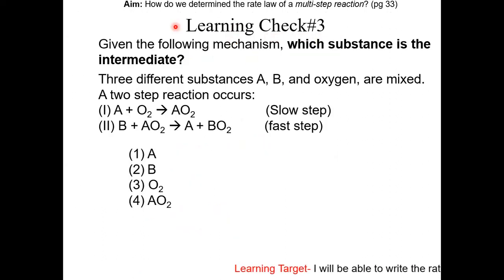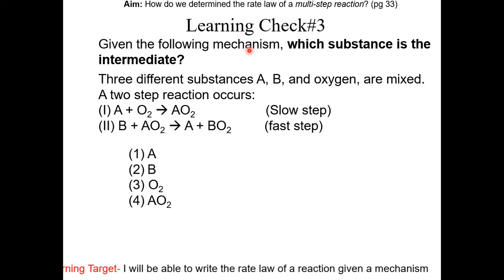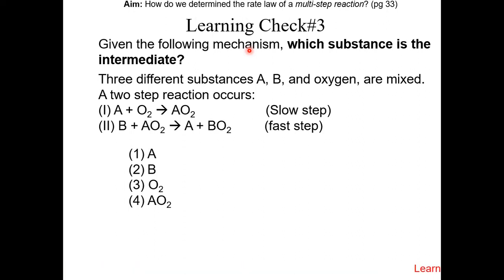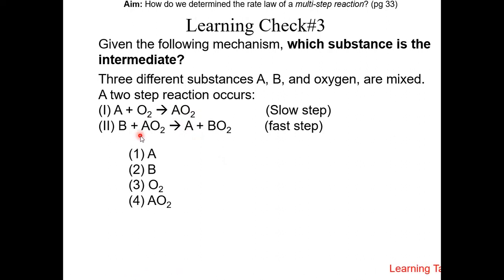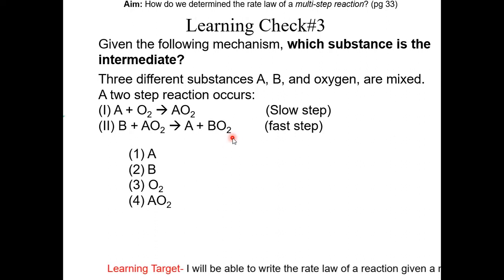Learning check number 3. Given the following mechanism, which substance is the intermediate? Pause the video, resume when completed. Based off the mechanism, there are 2 steps. Notice in step 1, AO2 is formed, but in step 2, AO2 disappears. Therefore, AO2 is the intermediate in this mechanism.